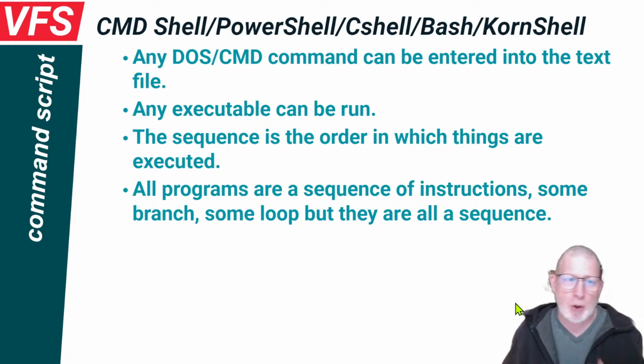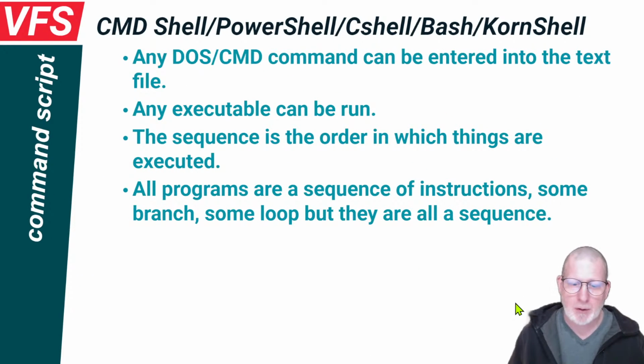Okay. You can put any DOS command in that command prompt. Any executable can be run, anything in the path. The sequence in which things happen is the sequence in which you show them in the file. And all programs are just a sequence of instructions from top to bottom of the file. And some of them let you branch and loop around. And the command script is no different. It has comments. It has the ability for you to show things that are going on. You can test things, and you can branch.